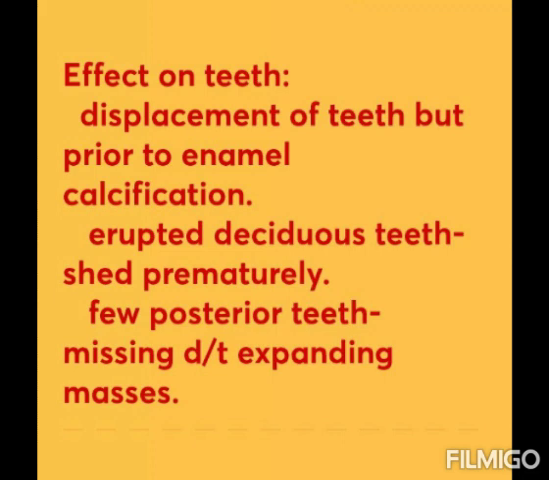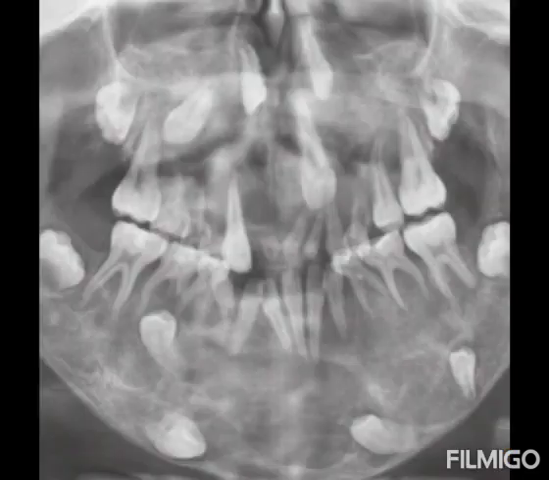And the effect on the teeth, displacement of numerous teeth but prior to enamel calcification. So the erupted deciduous teeth in the area of bone involvement are shed prematurely. The erupted deciduous teeth in the area fall before the permanent teeth, the time has to be changed because of the premature shedding of the deciduous teeth. So a few posterior teeth may be missing due to the early developing expanding masses. It destroys the buds and incipient follicles.